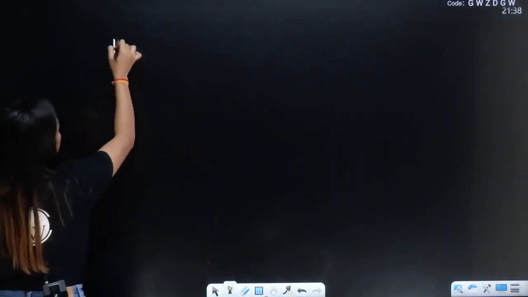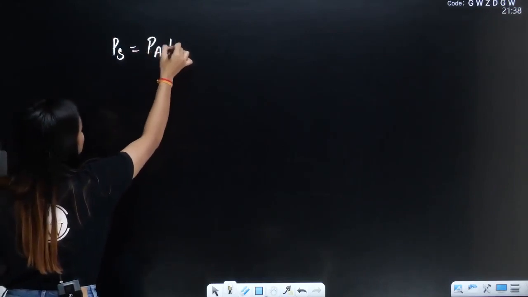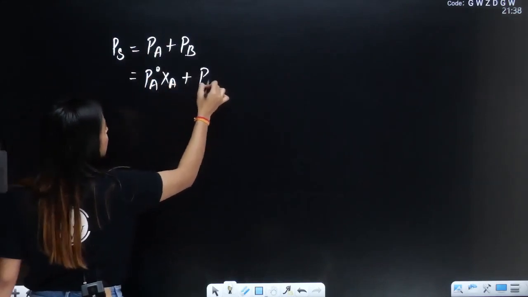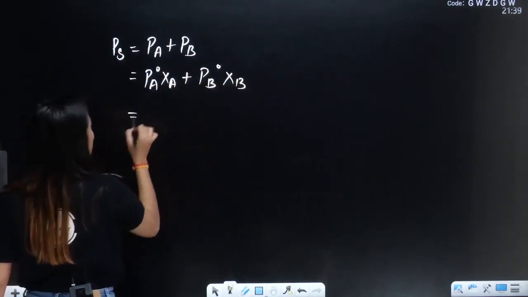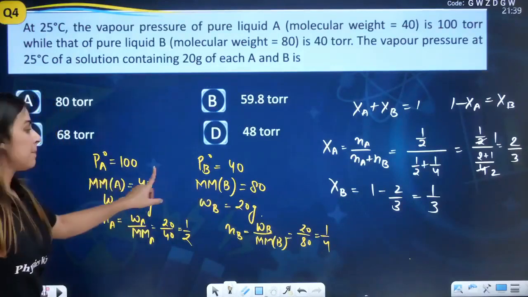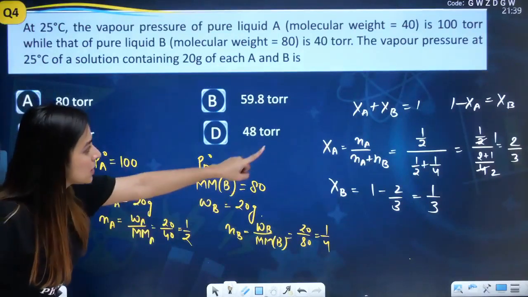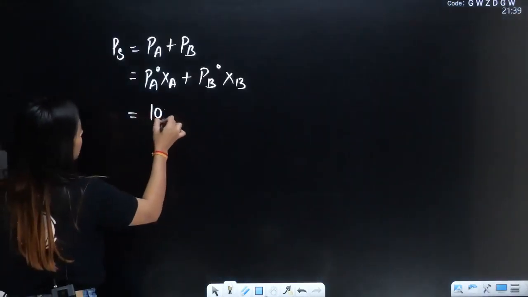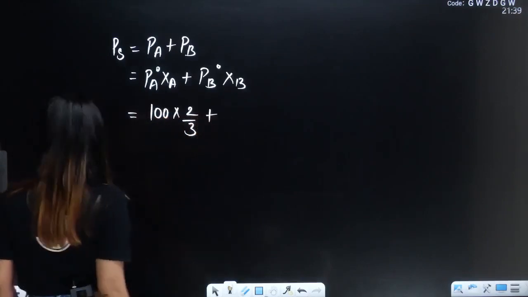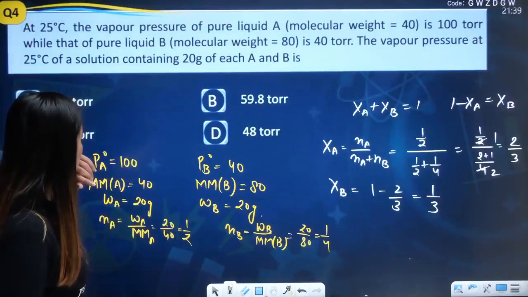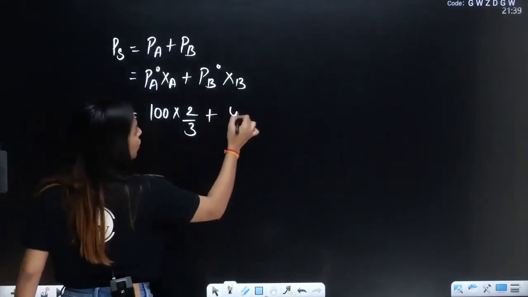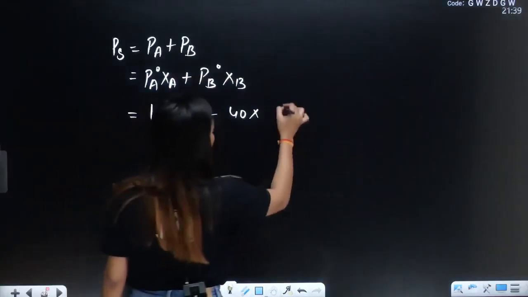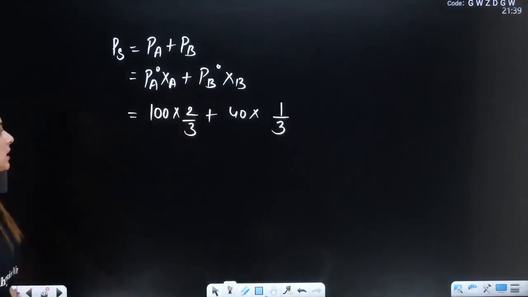So for the vapor pressure of the solution, I know that this will be equal to PA plus PB. This will be equal to PA naught XA plus PB naught XB. I have calculated both the mole fractions, right? See, PA naught is 100 into mole fraction is 2 by 3. So 100 into 2 by 3. This will be 100 into 2 by 3 plus PB is equal to, what is PB? 40 into mole fraction of B is 1 by 3, I guess, right? 1 by 3, yeah. This is 1 by 3. Okay, yes. Let's solve this.